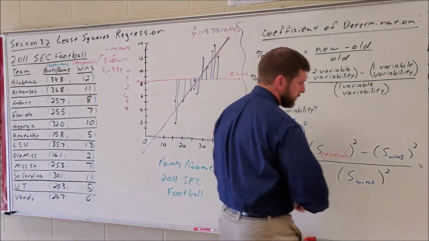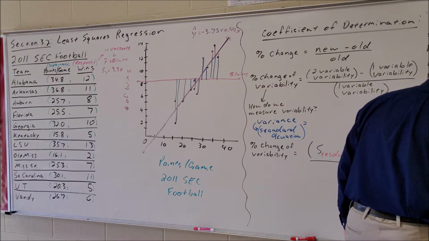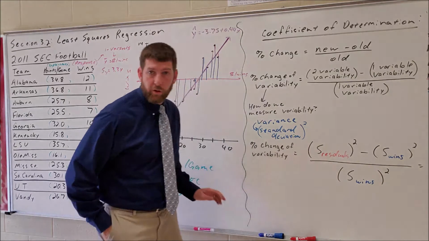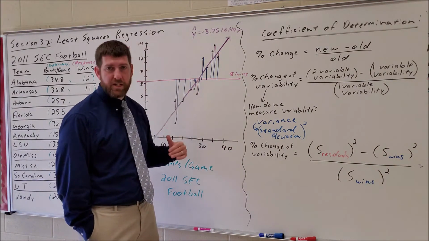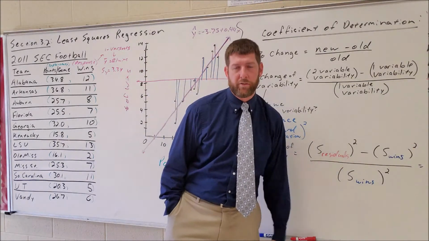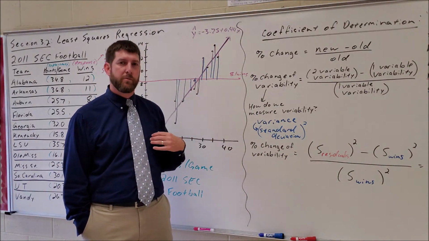3.34. So 3.34 is my measure of variability. So what did standard deviation mean? It means on any random guess, I'm typically going to be off by about 3.3 wins. That's all it is. That was your typical deviation from the mean.